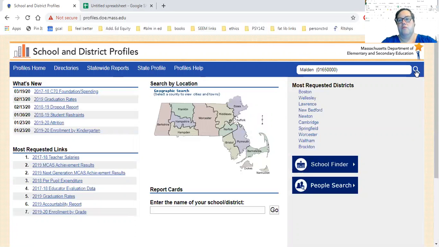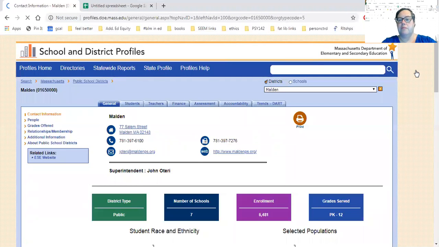Malden's an interesting district. It is really diverse and has a pretty strong range of achievement, and they've done a lot to really shift their schools. So I think it's a great one to use as a demographic test case because we have so much to look at there. So I typed in Malden, I chose it from the little menu, and now I get to this page.